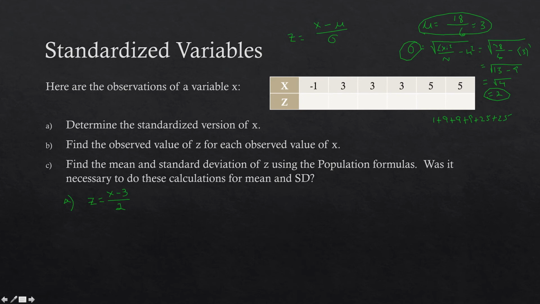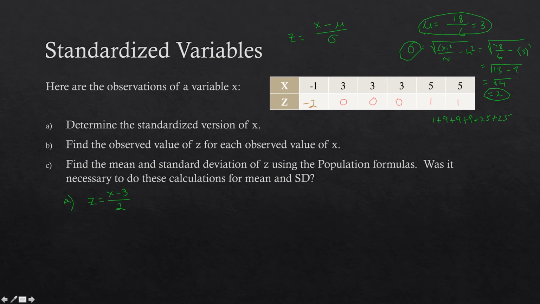So if I take -1 and plug it in, I get -2. Let me use a darker value here so that it shows up a little better. I get -2. If I take 3 and plug it in, I get 0. If I take 5 and plug it in, I get 1. Alright, so I found each z value for each x. So now I have standardized this.